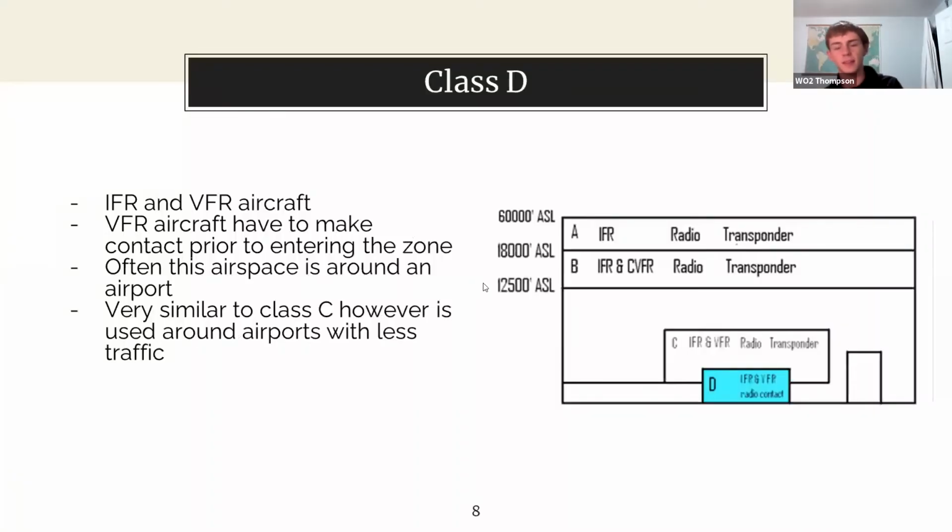Class D is closer into the airport, and it's for smaller airports with less traffic. You have to make radio contact before entering, and it's functionally very similar to Class C, except it has less traffic.